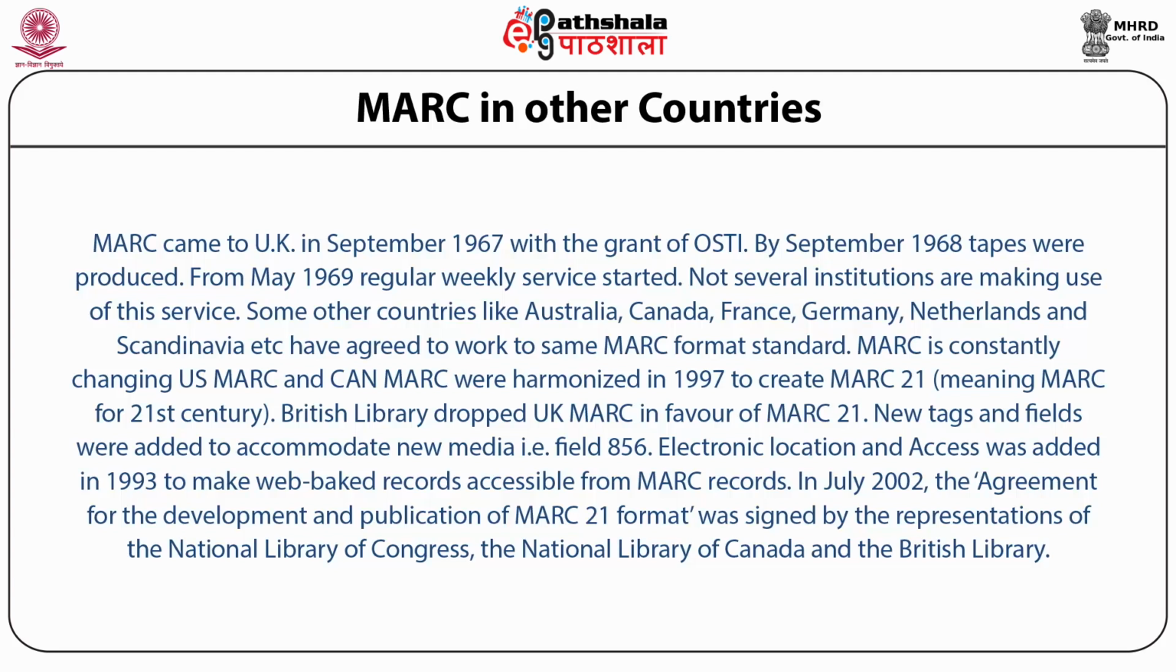MARC is constantly changing. US MARC and CAN MARC were harmonized in 1997 to create MARC 21, meaning MARC for the 21st century. The British Library dropped UK MARC in favor of MARC 21. New tags and fields were added to accommodate new media, that is, Field 856, Electronic Location and Access, which was added in 1993 to make linked records accessible from MARC records. In July 2002, the agreement for the development and publication of the MARC 21 format was signed by the representatives of the Library of Congress, the National Library of Canada, and the British Library.